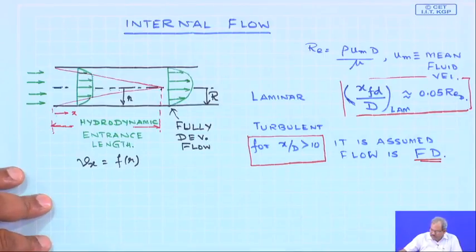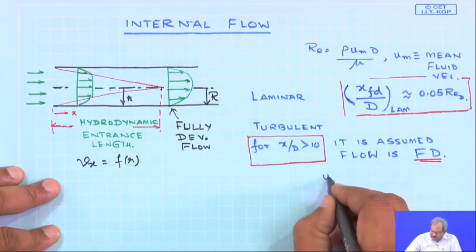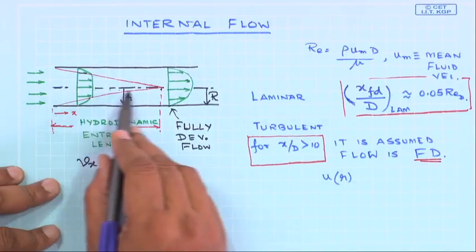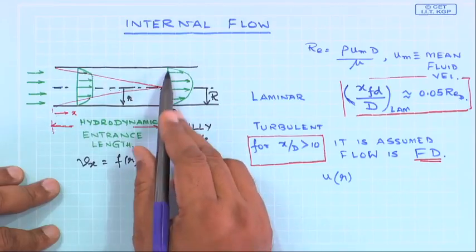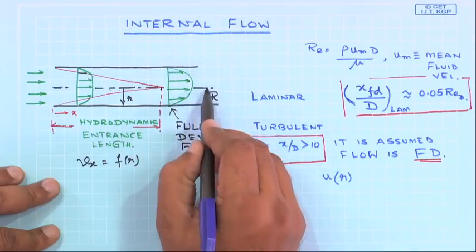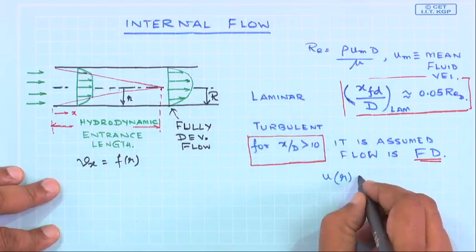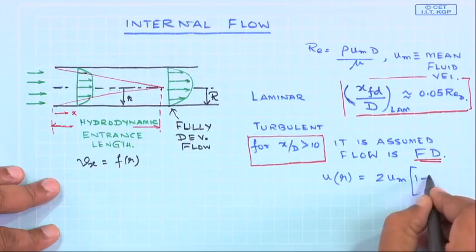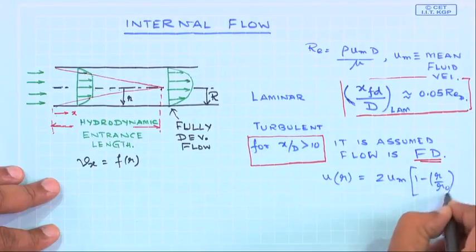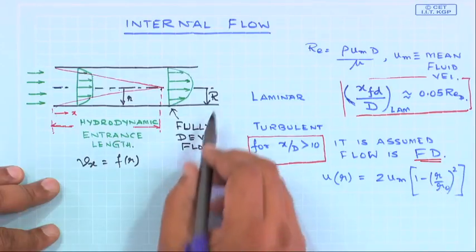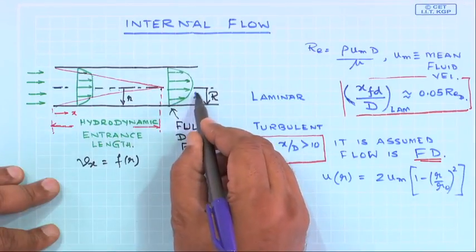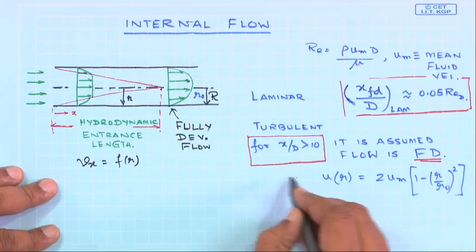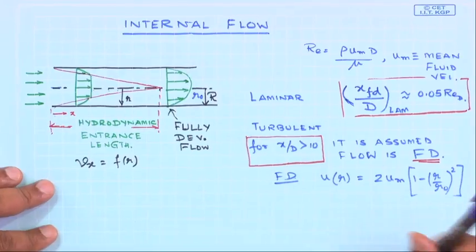And we all know the expression for velocity. The velocity in fully developed condition is a function of r only, not a function of x. It is a function of r, but it will remain the same as you move along the pipe. So, this would be 2 um, where um is the average velocity, times 1 minus r by r naught whole square, where r naught is the radius of the pipe. This is the fully developed velocity profile.